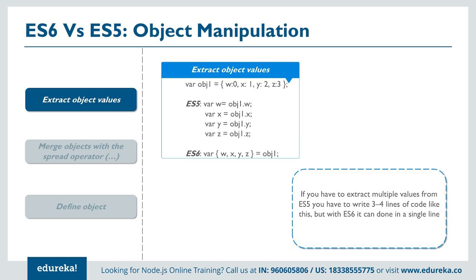Okay, you can even omit, let's say you only want w and x and you don't want y and z, that is also fine. You can say w, x only in the curly brackets, and you will get only those two variables. If you have to extract multiple values in ES5, you have to write 3 to 4 lines of code, but with ES6 it can be done in a single line. So yeah, much nicer, simpler syntax.